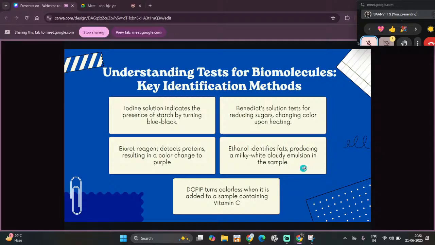Secondly, let's talk about the Benedict solution test. The Benedict solution test is for reducing sugars and changes color upon heating. Now, can you all let me know, if anyone does, what reducing sugars are and try to give a guess on some examples of reducing sugars? We'll wait for a bit to see your answers.